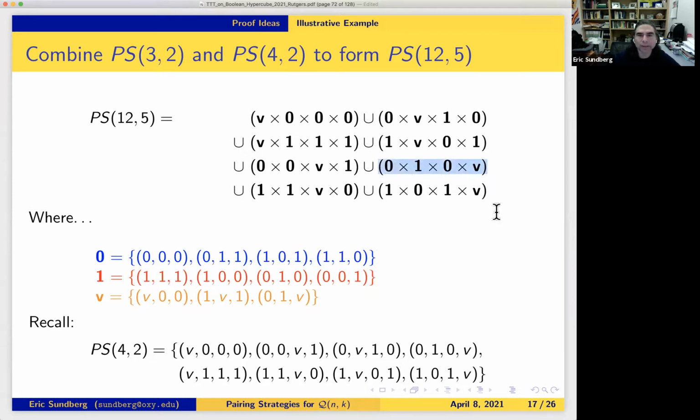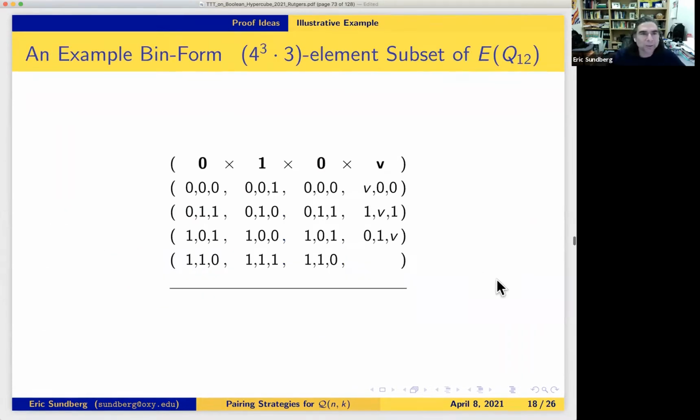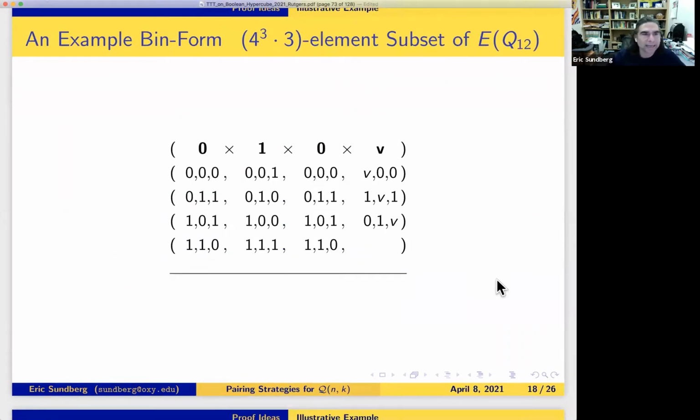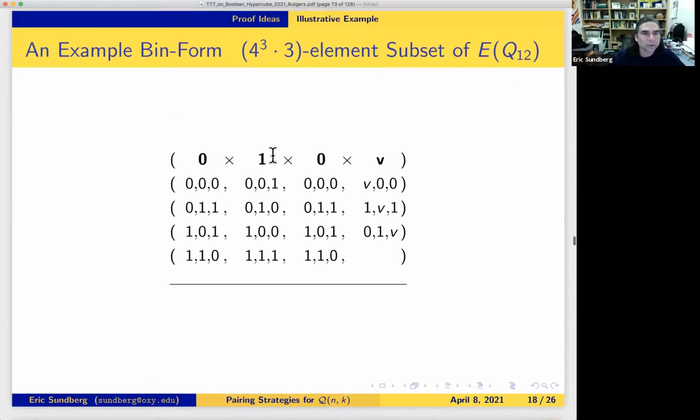Let's take a look at these Cartesian product sets so that everyone gets a good feel for what they look like. So we are going to look at this 0 cross 1 cross 0 cross V. And it's going to create these length 12 vectors, which will be edges inside of Q12.